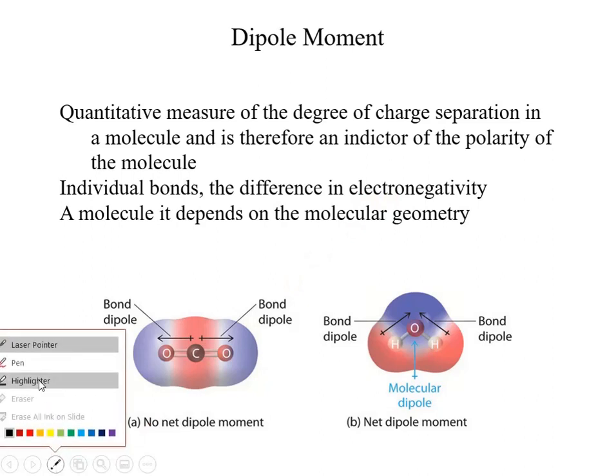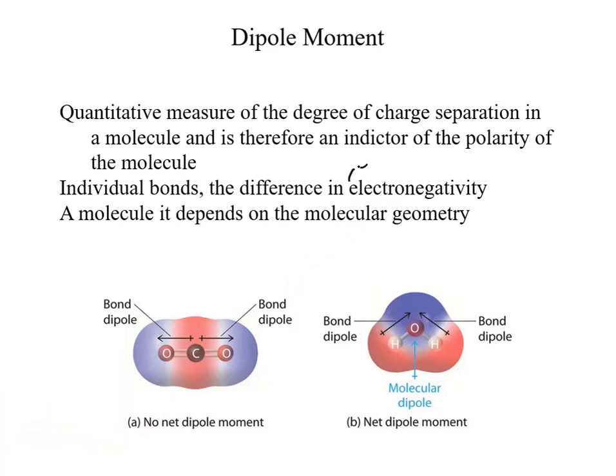Okay, so the exception here is that we're going to say that carbon is basically equal to hydrogen. And therefore, whether a molecule has a difference in electronegativity, a dipole moment, is going to be based on its molecular geometry. And that's what's shown here in this image.